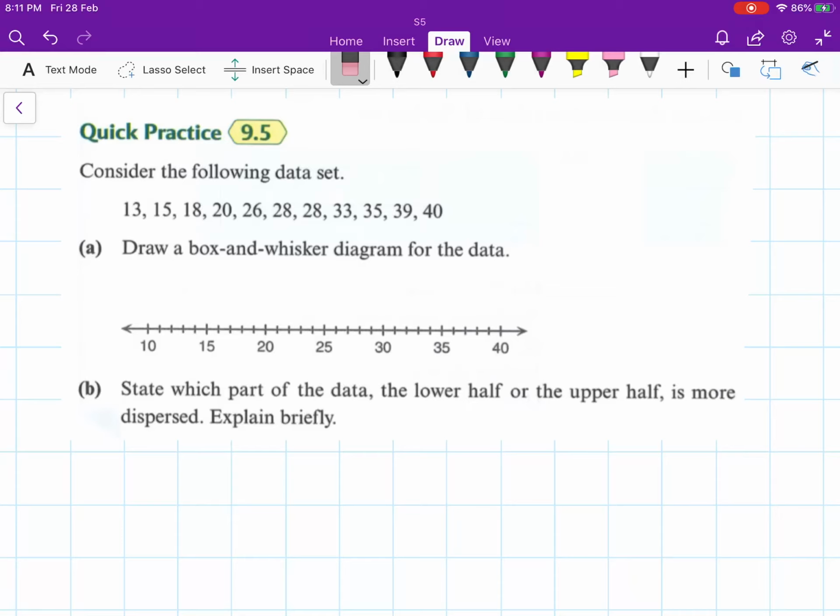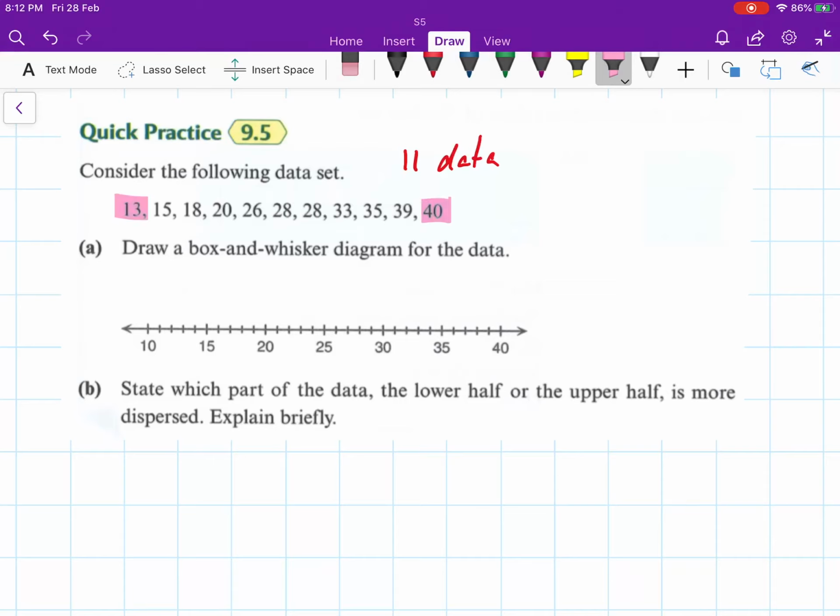Let's try to use the quick practice to be more familiar with the box and whisker diagram topic. Now take a look at quick practice 9.5. The question tells you to consider the following data. Let's see how many data we have. In total we have 2, 4, 6, 8, 10, 11 data here. So we have 11 data.